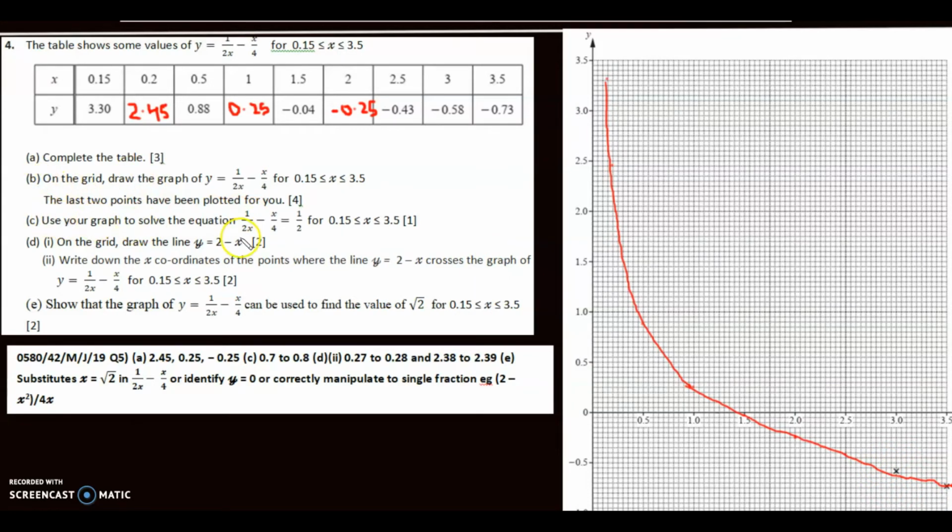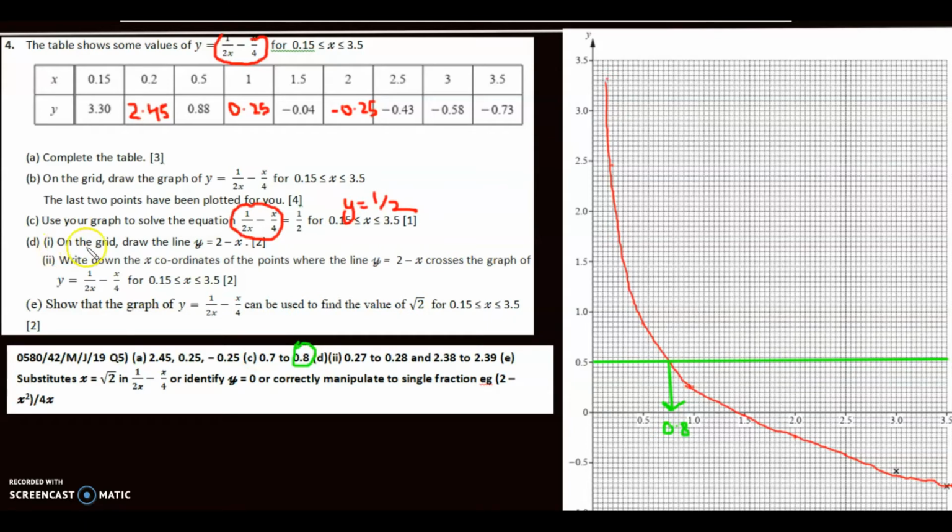Part C, use your graph to solve this equation. Again, this is equal to this, which is equal to y. So this line is simply y equals half. Now plot the line y equals half, which is going to be a horizontal line at half. So let me change the color. This is the line y equals half. Now to solve this equation, we simply need to find the points of intersection of these two lines. So I'm getting around 0.6, 0.7, 0.8, around 0.8, and yes, that's an acceptable answer according to the marking scheme. So my value of x is 0.8, which is acceptable.